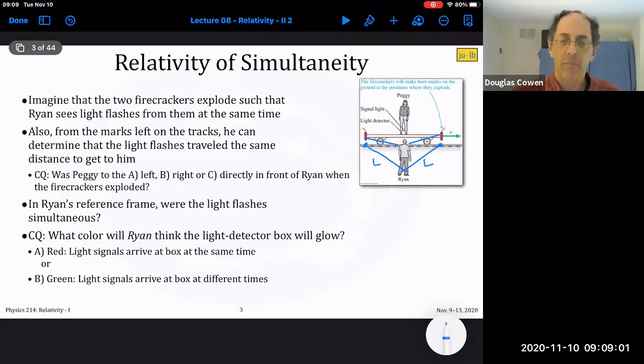So the question is, first, given that Peggy is standing right in the middle between these two firecrackers, where was she relative to Ryan when the firecrackers exploded? Was she to the left, to the right, or directly in front of Ryan when those firecrackers exploded? So please answer the poll. Can I get your answers in, please?